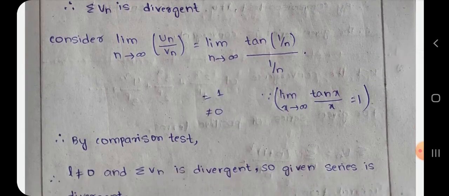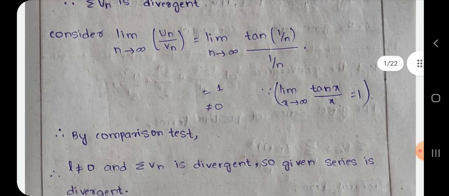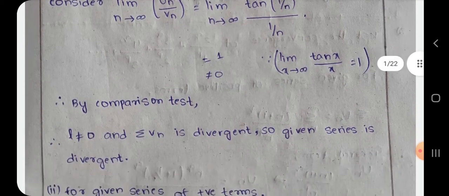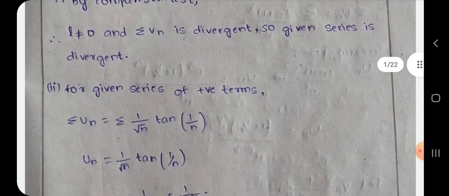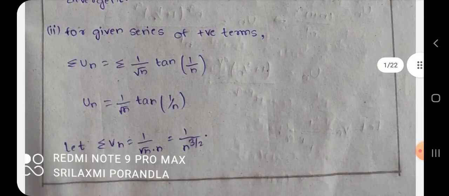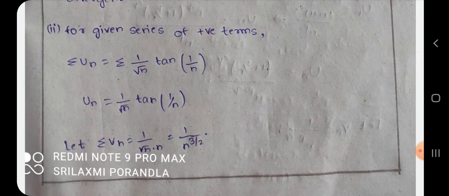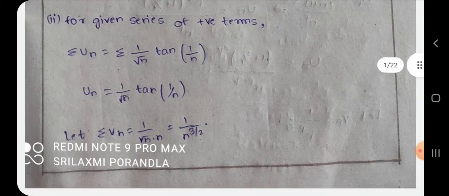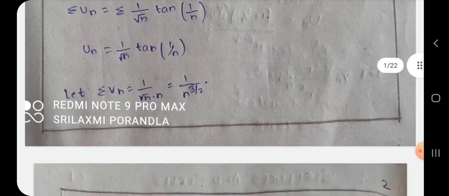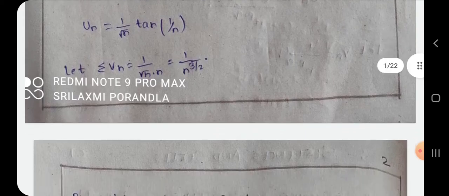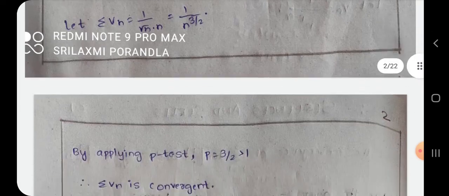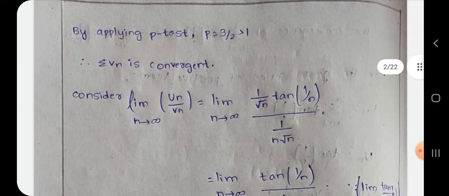Tan of 1 by n divided by 1 by n always becomes 1. So the limit is not equal to 0, and since summation vn is divergent, the given series is divergent by the comparison test. And for the second one, summation un is given, summation 1 divided by root n into tan of 1 by n. On simplification, you take vn as 1 by root n into n, which is nothing but n power 3 by 2, which on applying the p test is greater than 1, convergent.